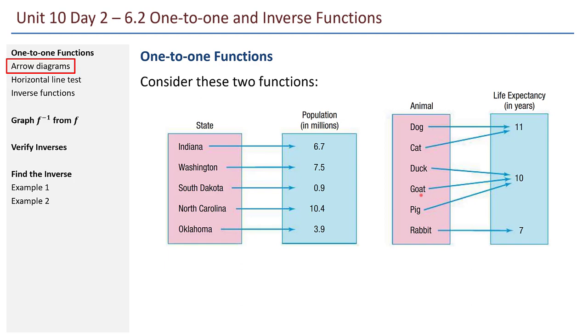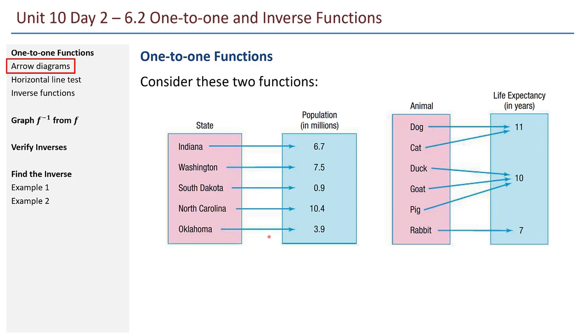One-to-one functions. So what is a one-to-one function? Take a look at these two functions that are given in terms of arrow diagrams. In the first one, we have various states, and the function tells us, given a state, what is its population. In the second example, we have various animals, and given an animal, what is its life expectancy? Can you guess which one of these functions is one-to-one? Yes, it is the first one.